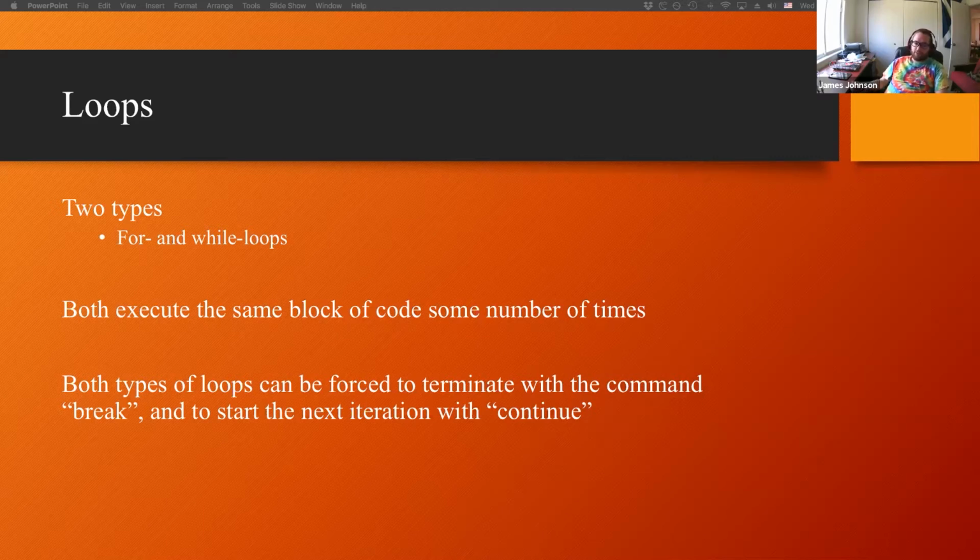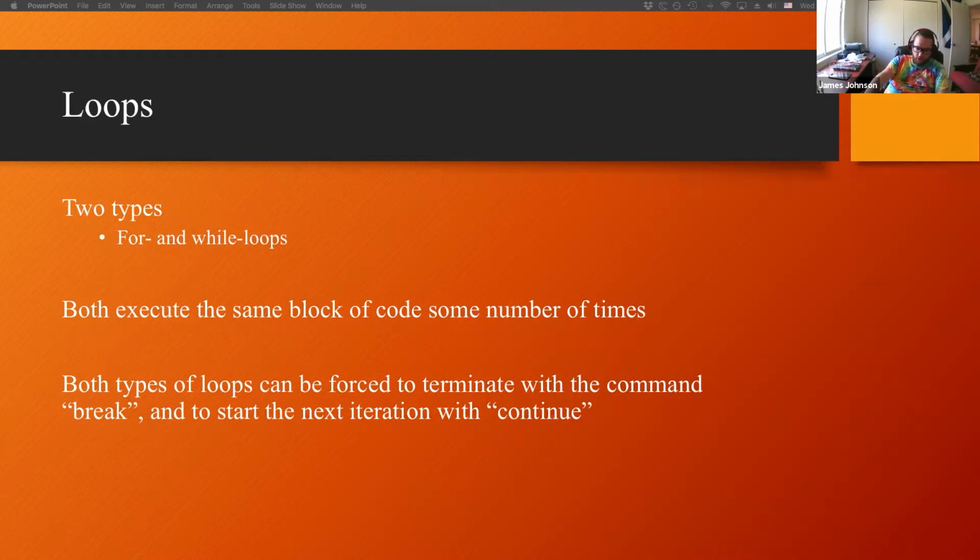You can also force start the next iteration of the loop, regardless of the current state of your variables or the program, with the continue keyword. So break and continue can be useful to micromanage when your loops restart and when they stop.